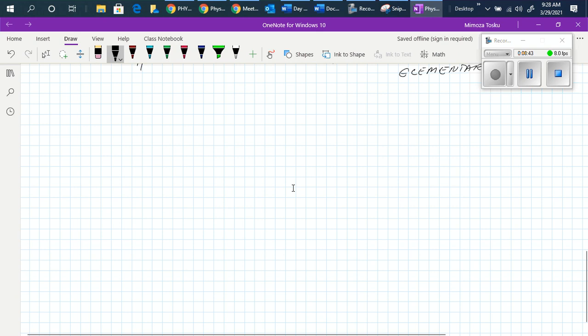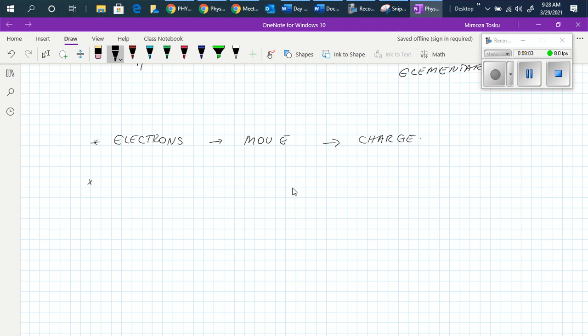What do you have to come up with? The first part of the video is that electrons are the ones that are making the object charged. The charged object is a result of the difference between the number of electrons and the number of protons. Protons do not move.